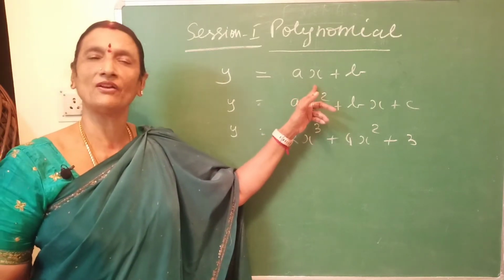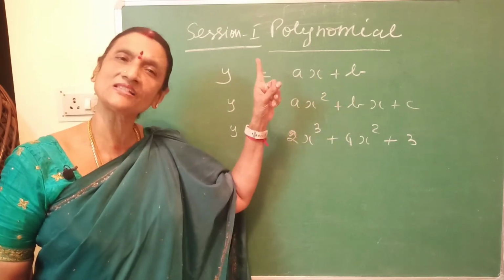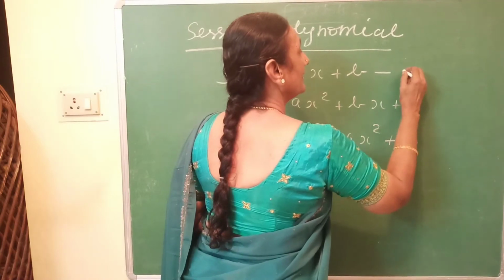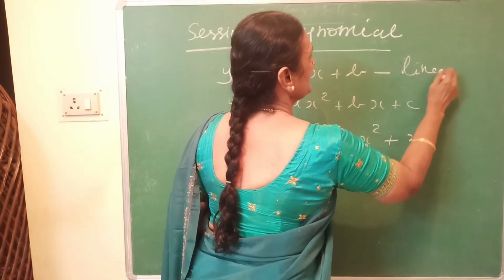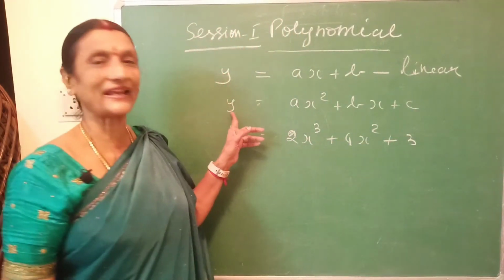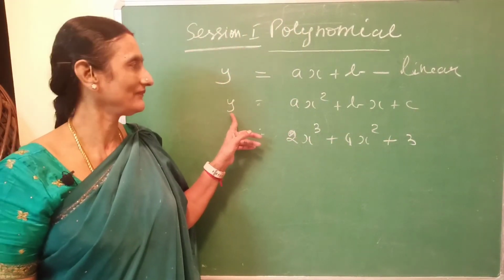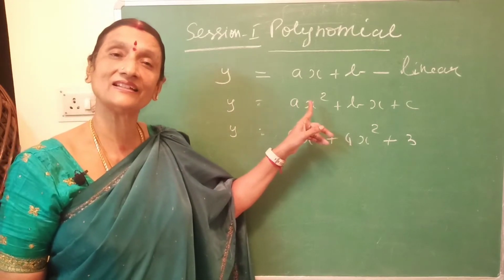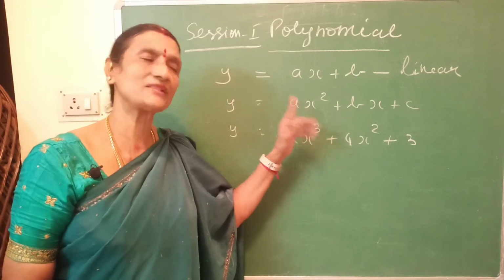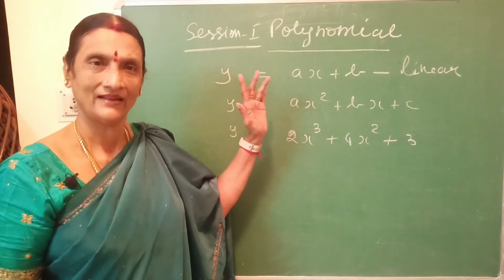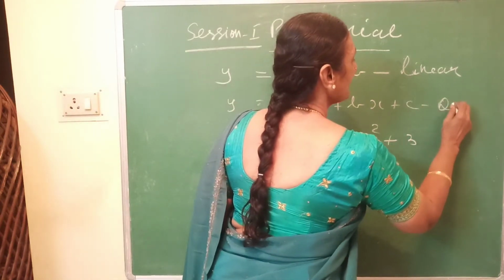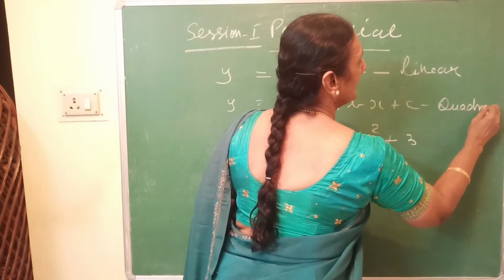So in this polynomial, the highest degree of the variable is 1. Therefore, we call this a linear polynomial. This is a linear polynomial. This second example which I have given, the highest degree is 2. Or in other words, this polynomial has a degree 2. Therefore, we call it a quadratic polynomial.